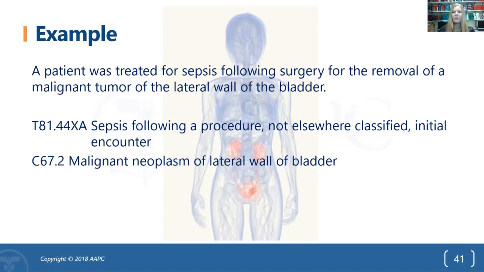When the admission or encounter is for treatment of a complication resulting from a surgical procedure, then you would count the complication as the principal or first listed diagnosis if treatment is directed at resolving the complication. For example, patient was treated for sepsis following surgery for the removal of a malignant tumor of the lateral wall of the bladder. First listed would be our sepsis code, and then secondary, we would utilize our malignant neoplasm code.